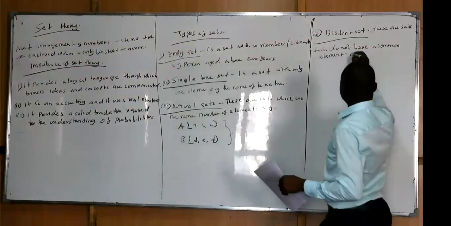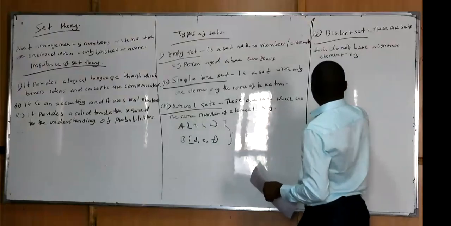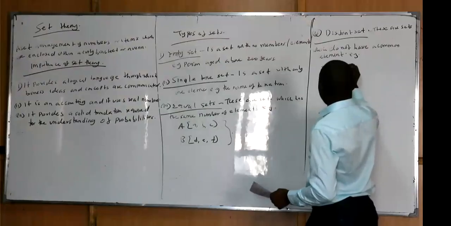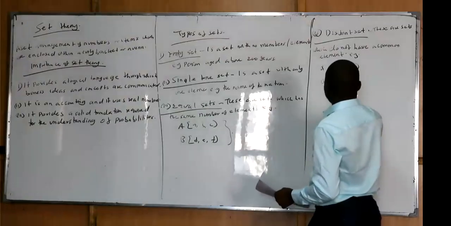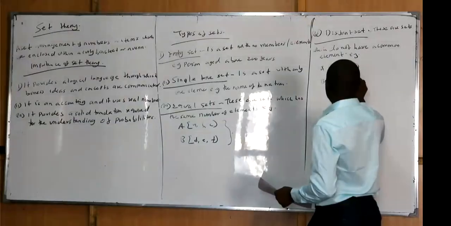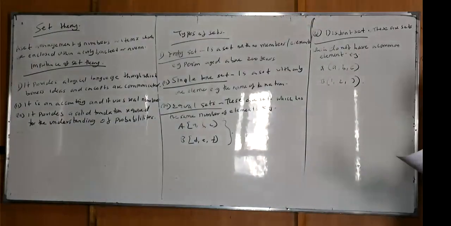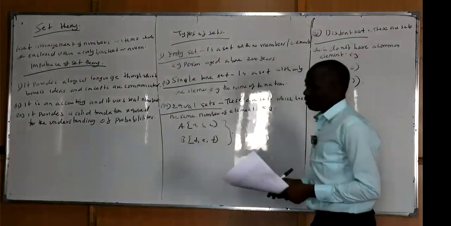So e.g., we have set A and set B. Set A, let us say its members are A, B, C. Then set B, its members are 1, 2, 3. So this is an example of a disjoint set.